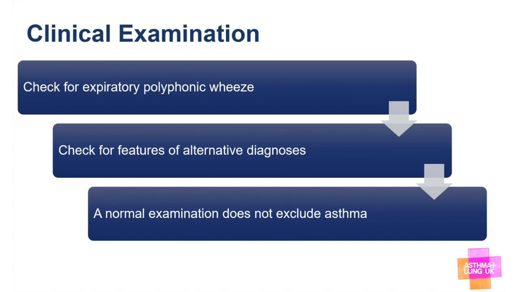So have they got a runny nose? Have they got sinus symptoms? Have they got crackles at the base of their lungs? Have they got swollen ankles? All sorts of other things that can not just tell you whether somebody might have asthma, but have they got something else as well?